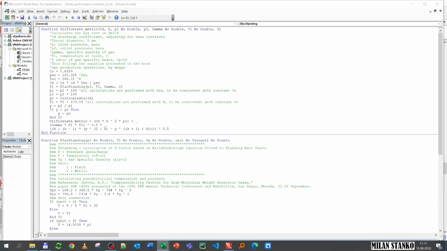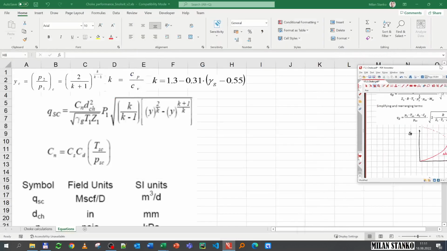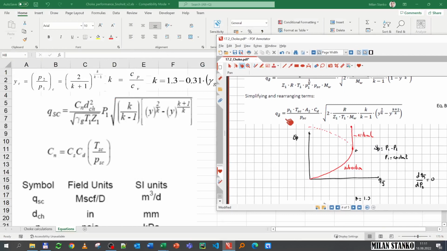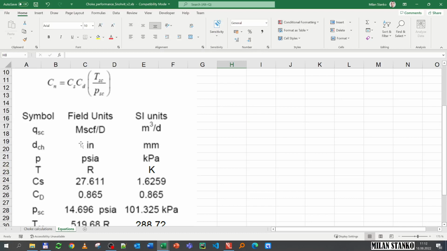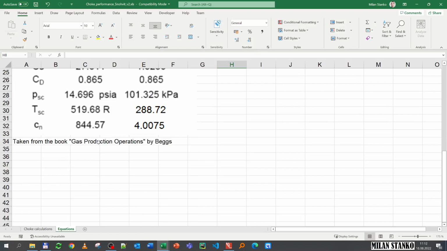Okay, so let's see that equation, how it looks. It looks slightly different than the one that we have presented here. Well, the equation that we were discussing looks like that. So it looks a bit different, but it's simply because you need to have these constants that change between units. So they have grouped them, they call it CN, and then you have CS. Here you have the CD. This S is the unit conversion constant, but it's essentially the same equation. And this equation, I took it from a book, Gas Production Operations by Beggs.